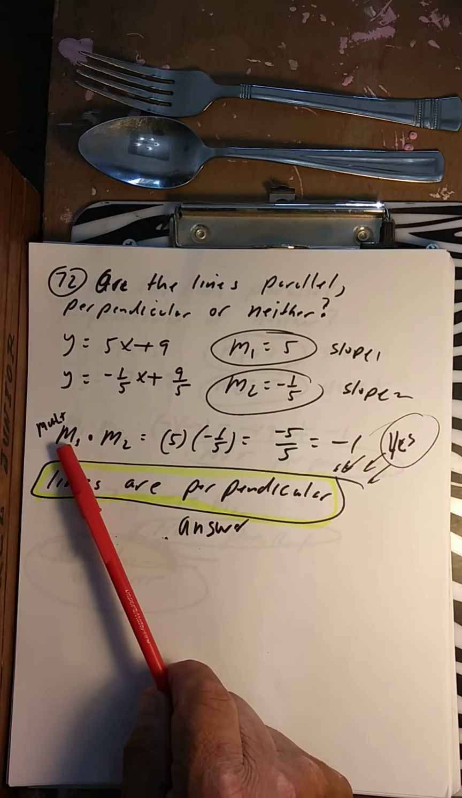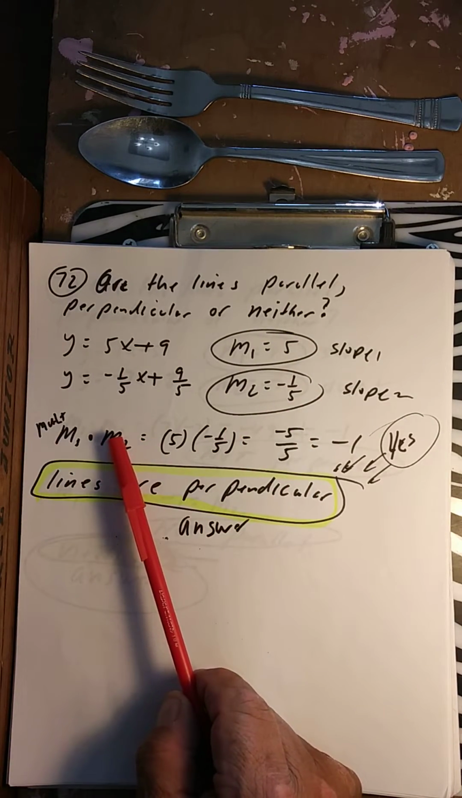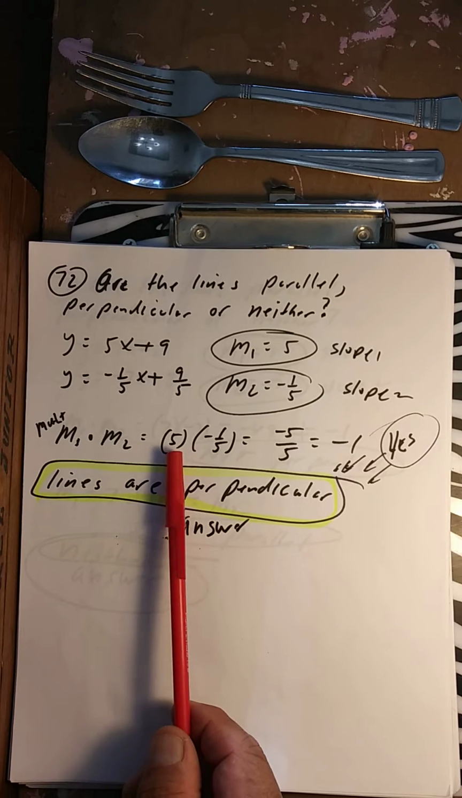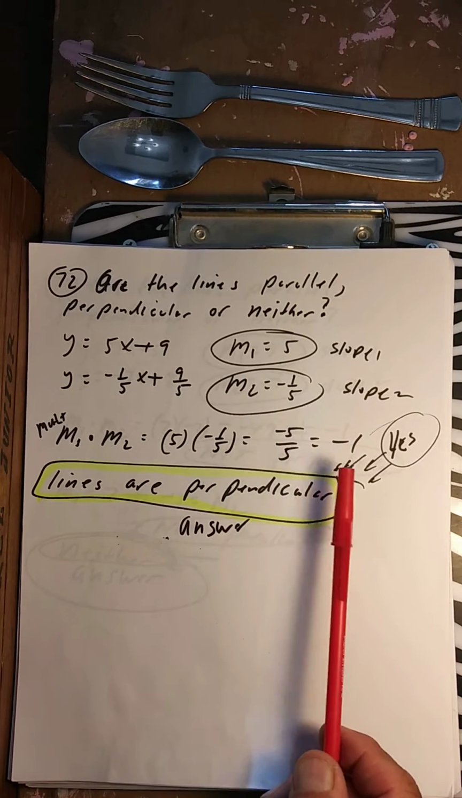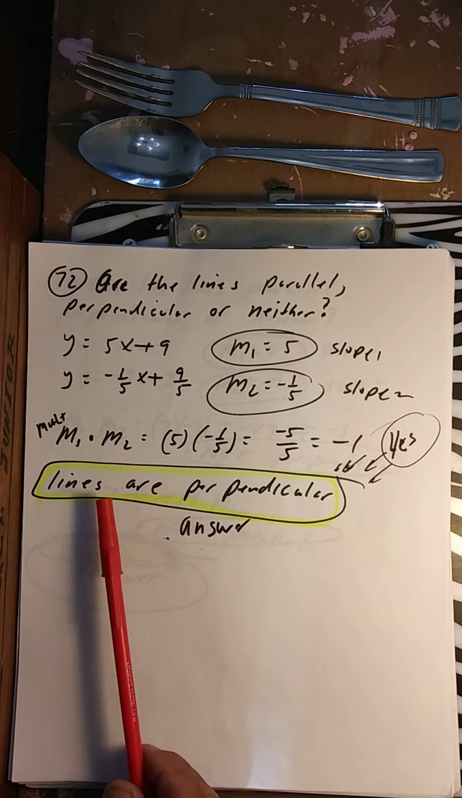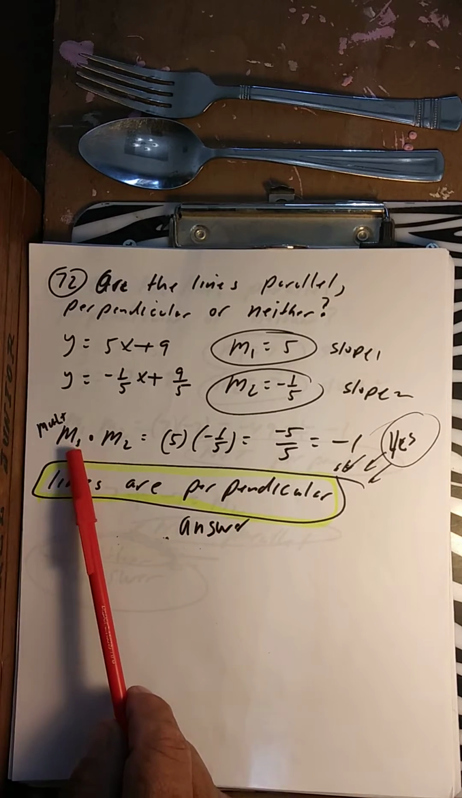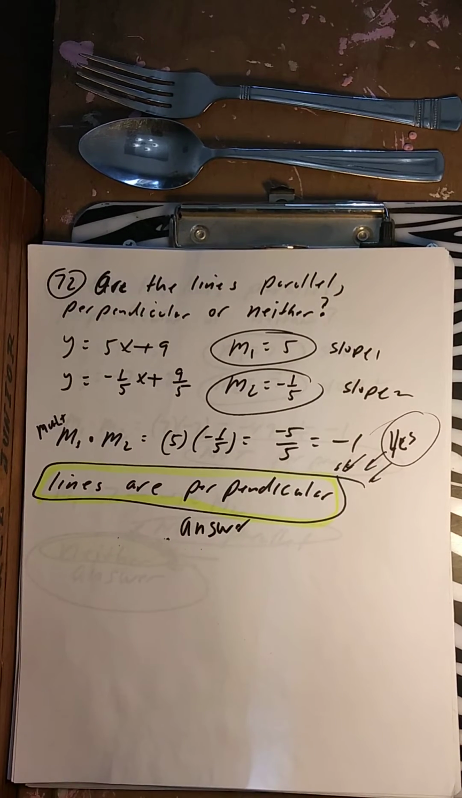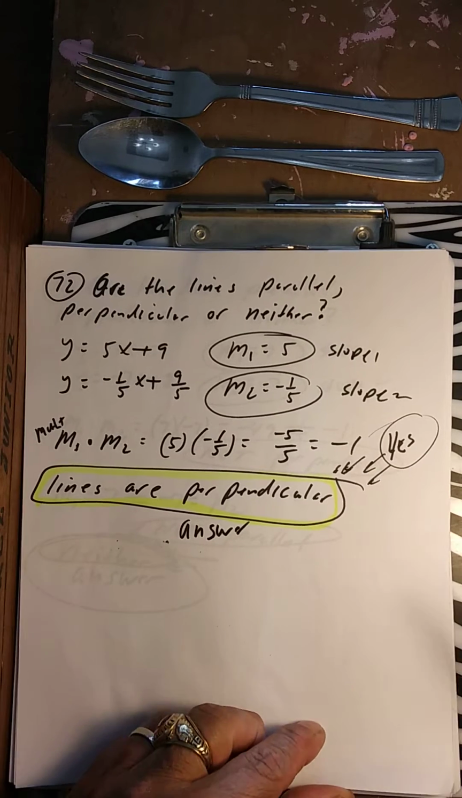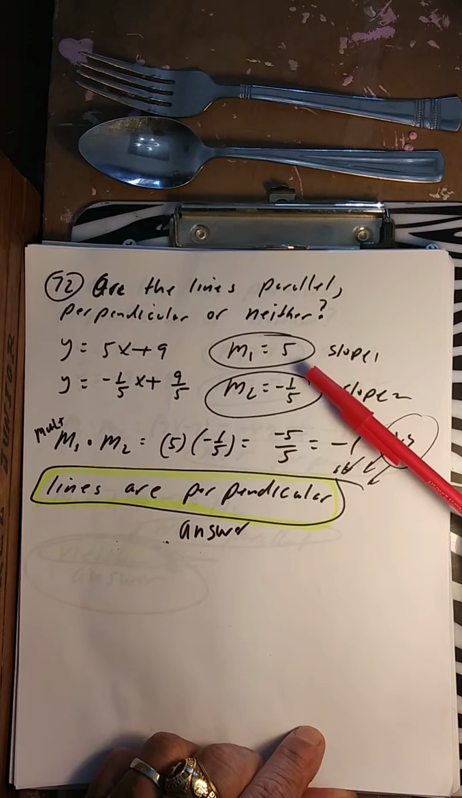So now, if m1 times m2 equals -1, then they are perpendicular. Let's see. 5 times -1/5 is -5 over 5, and that's going to be -1. Yes, the lines are perpendicular because the two slopes multiplied together give you -1. Or another way to see it, this is the negative reciprocal of that.